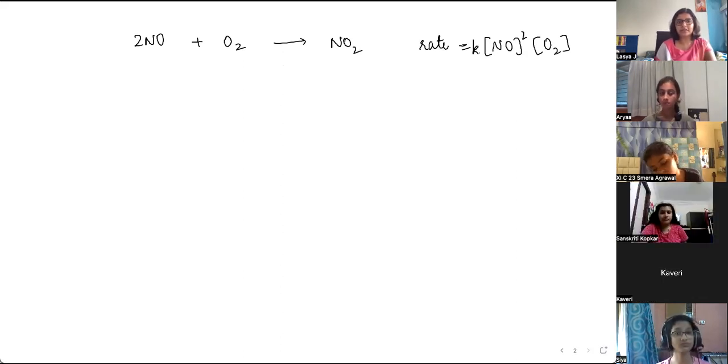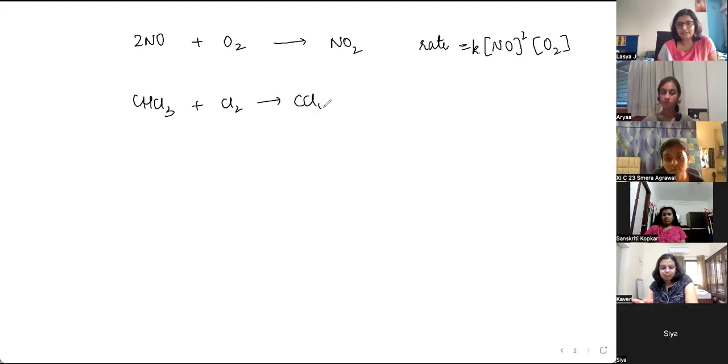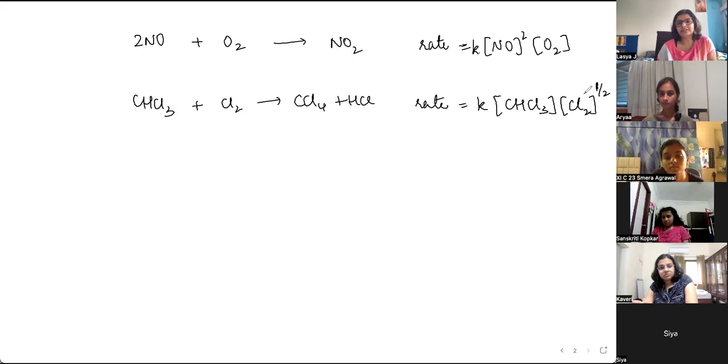But there are a couple of other reactions. Halogenation, a substitution reaction, free radical halogenation. CHCl3 chloroform plus Cl2 gives CCl4 plus HCl. But its rate is equal to K into CHCl3 into chlorine raised to the power half. In this case, it is not the same as your stoichiometric coefficient.